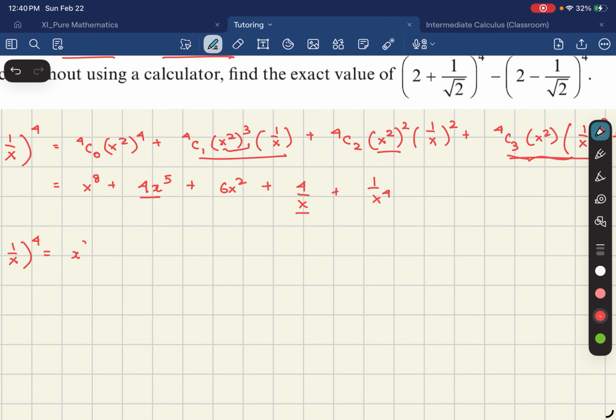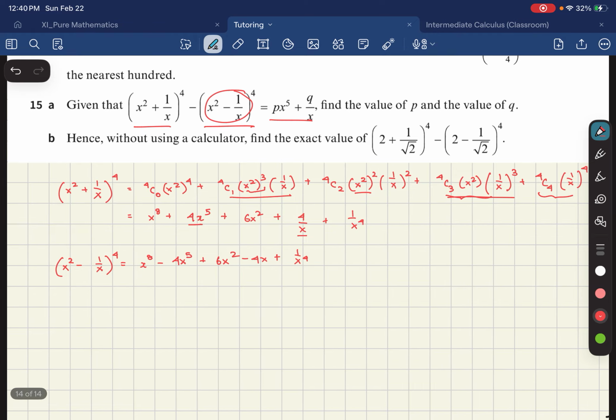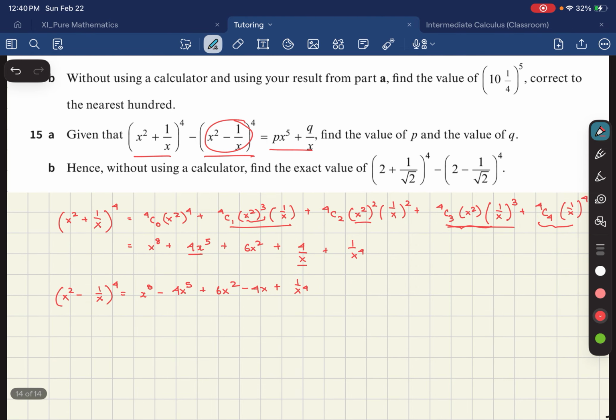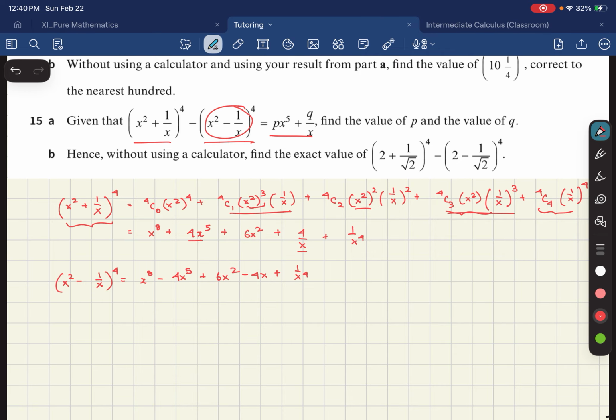So we have x to the power 8, we're going to be minus, and we discussed why it would be negative in the previous video, plus 6x squared. This is going to be negative, plus 1 over x^4. And we are asked to subtract, right? So I'm performing this thing, subtract this thing.